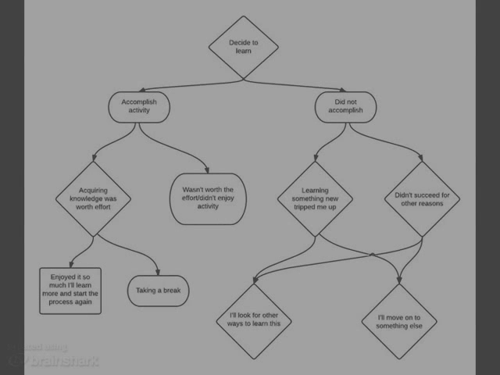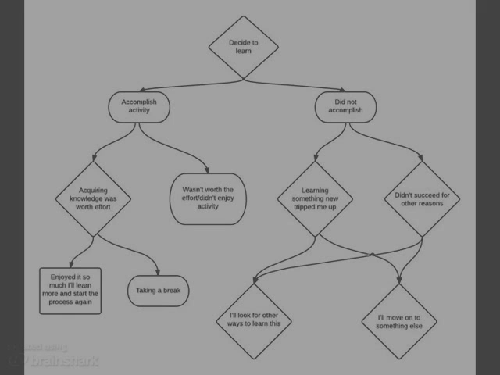The second flowchart expands upon what was on the left-hand side of the previous one. So you've decided to learn, and perhaps you've accomplished the activity. And then you've got some things to think about. Was acquiring the knowledge worth the effort? Did you enjoy the activity? And it could be that you enjoyed it so much, you'll learn more and start the process again with something related to it or something brand new. If it wasn't worth the effort, you may just sort of stop. The other option is, if it was worth the effort, you might just decide to take a break for a little while because your brain's a little bit tired.